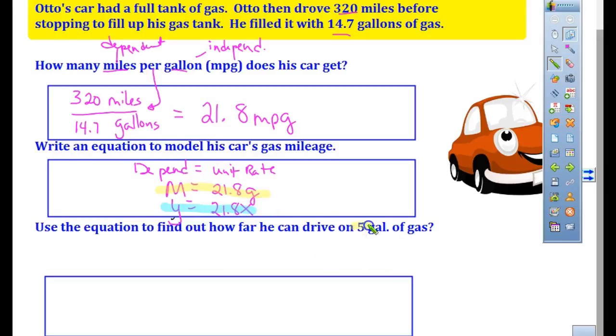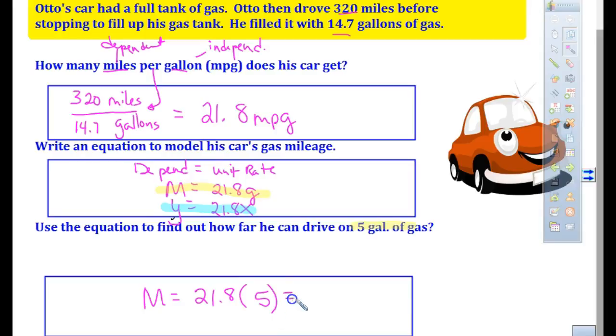So it says now use this and find out how far can you drive on 5 gallons of gas. So a lot of cars will calculate that for you now, but we're going to do it this way. So these miles is equal to, I'm going to take 21.8 times 5. Make sure you label your answer.